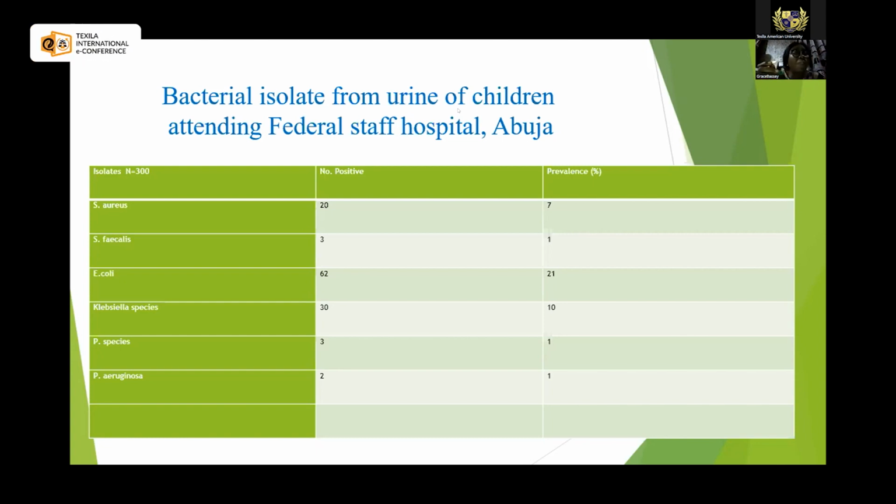So I also have here Escherichia coli, 62 positive cases and 21% prevalence. And then I have Klebsiella species, 30 positive cases and 10% prevalence. And then Pseudomonas species, 3 positive cases and 1% prevalence. And then Proteus species, and Pseudomonas aeruginosa, 2 positive cases and 1% prevalence.